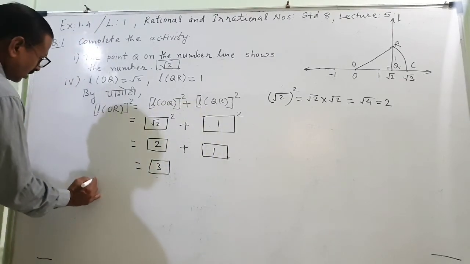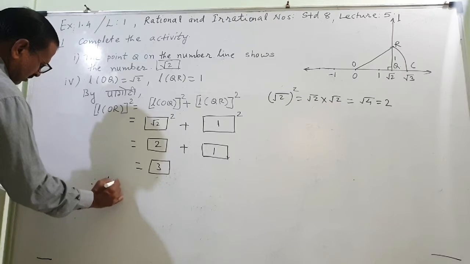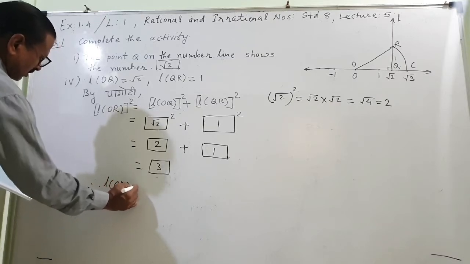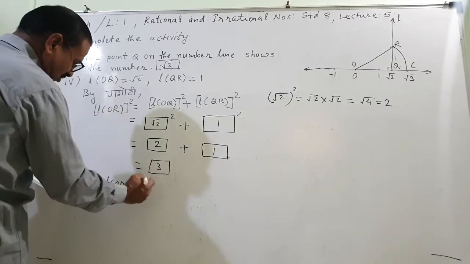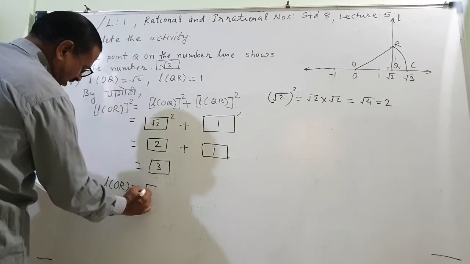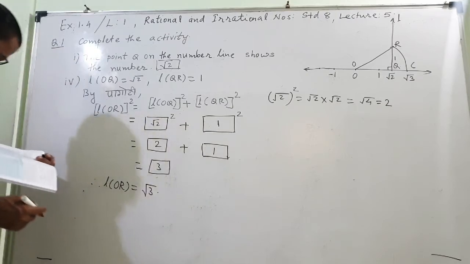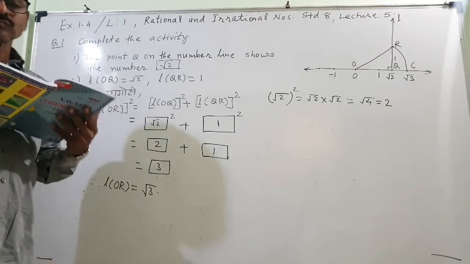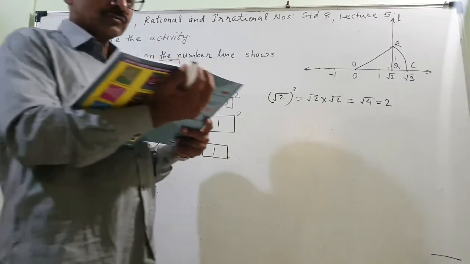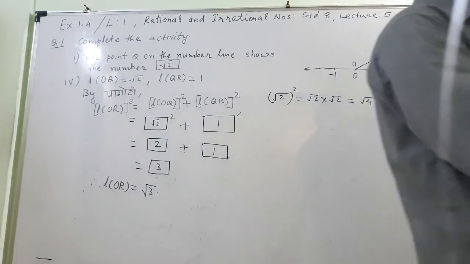Therefore, length OR, it is a square, so I will write the square root of this. The square root of this will be root 3. So this way, this is OR.